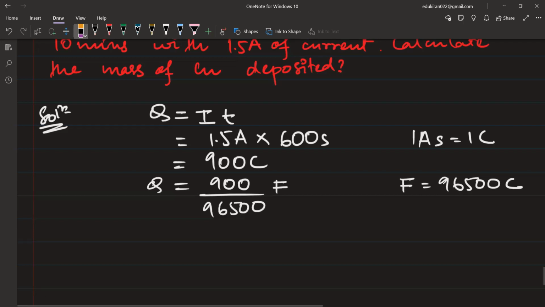Okay? Originally it was like this. Faraday, we bring, that means I'm bringing 96500. Here it was coulomb, right? This coulomb and coulomb get cancelled and you will get Faraday. 96500. So this is the charge that we are having.